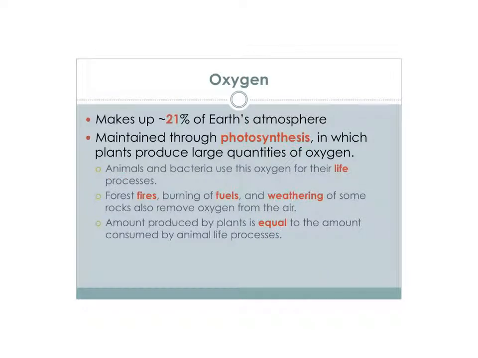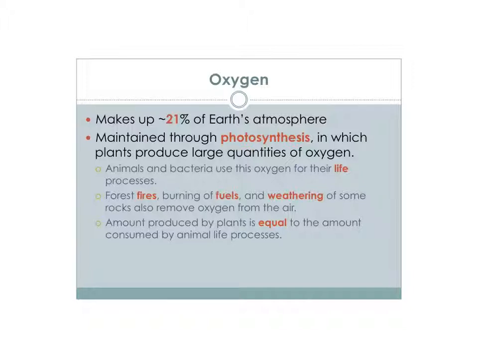Then the other element that made up most of the Earth's atmosphere, or at least was a significant amount, was oxygen with 21%. And oxygen's population within the atmosphere is maintained through photosynthesis, which hopefully by now you're pretty much a pro at understanding what photosynthesis is. It's when plants produce the large quantity of oxygen. Animals and bacteria use this oxygen for their life processes. Again, this is what we breathe in.